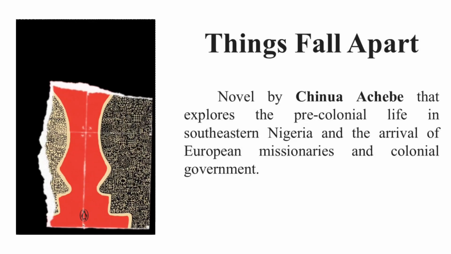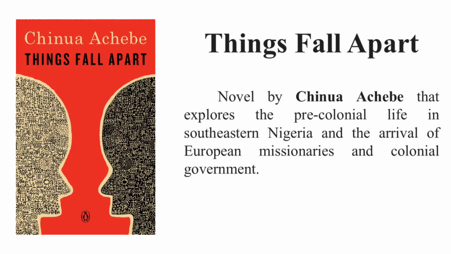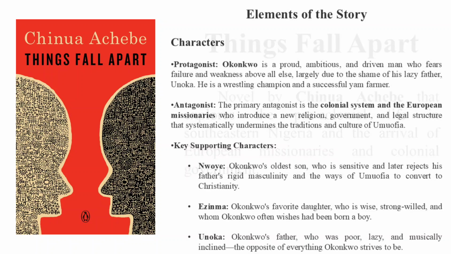Things Fall Apart is a seminal novel by Chinua Achebe that explores the pre-colonial life in southeastern Nigeria and the arrival of European missionaries and colonial government. Here are the elements of the story and the prominent literary devices used. 1. Elements of the story.